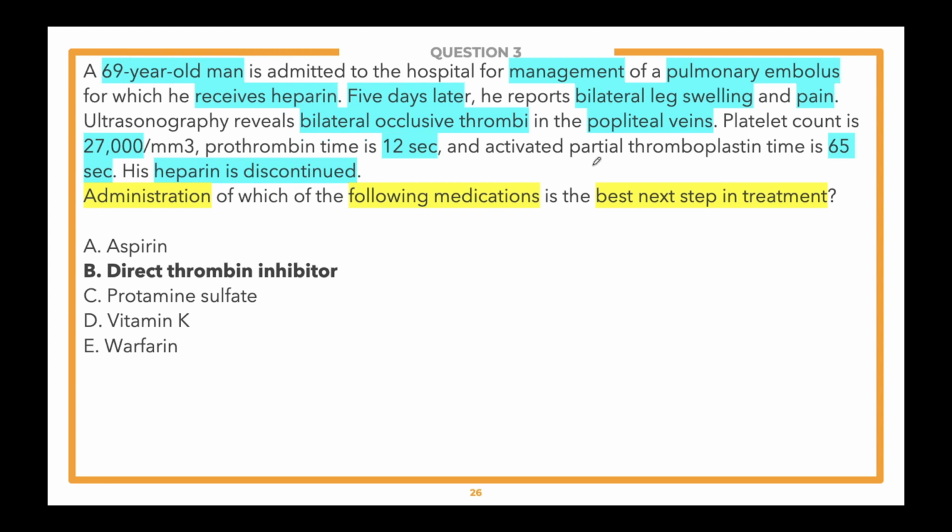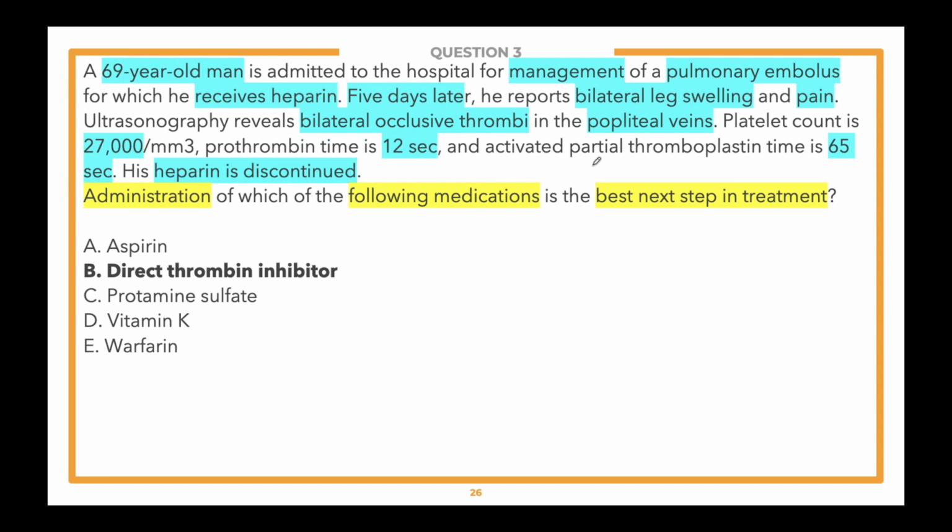What's this patient's issue here? So he was started on heparin for a pulmonary embolism. And then a few days later, now has swelling and pain in the legs, found to have occlusive thrombi, or DVTs in the popliteal veins. Okay, so why did he develop blood clots after starting heparin?